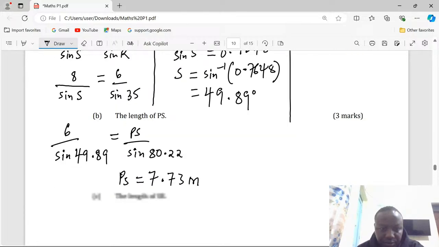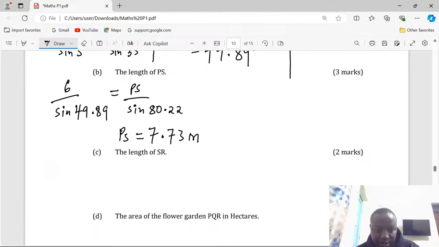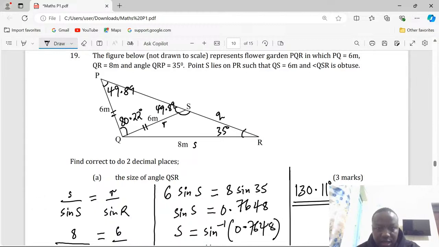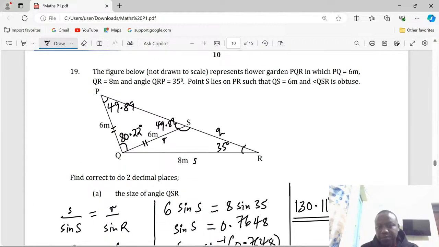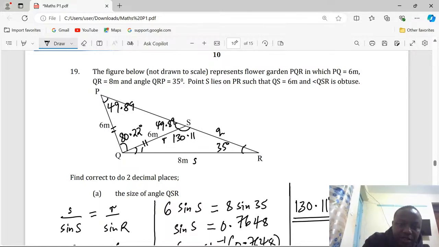Okay. The length of SR. Let us look at SR. Again, for us to get SR, we can use several approaches. Remember, the angle here is 130.11. So the remaining angle at Q can also be determined when we take 180 and we subtract 130.11 plus 35. The remaining angle now becomes 14.89. So the angle here is 14.89.